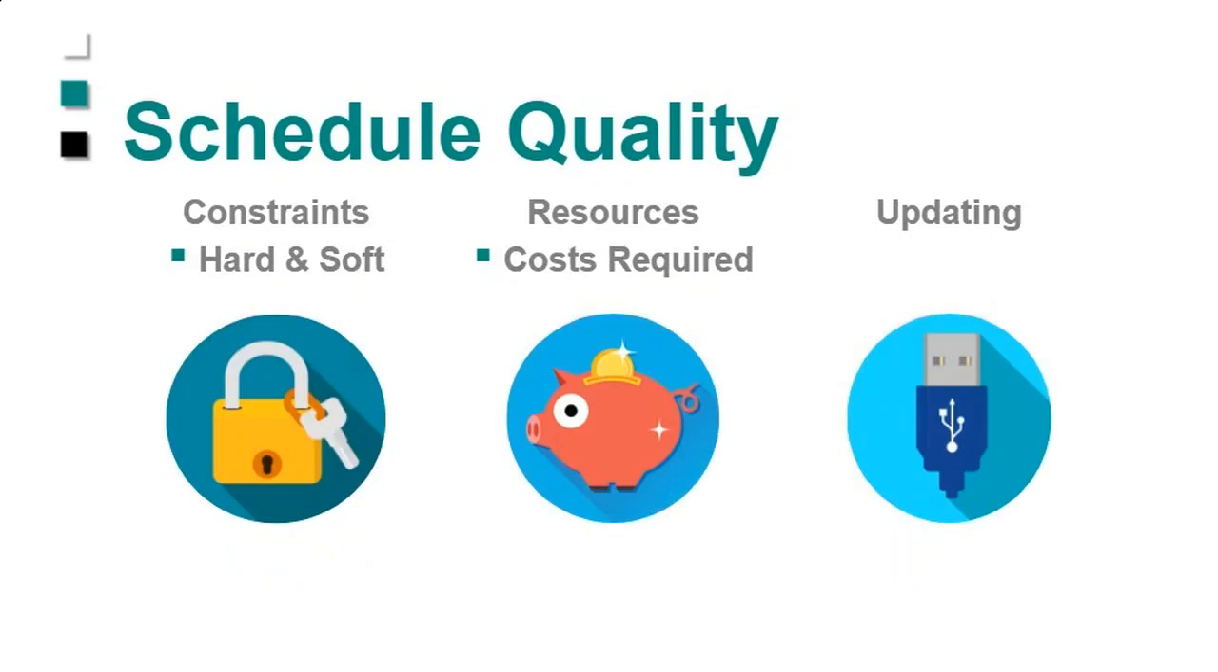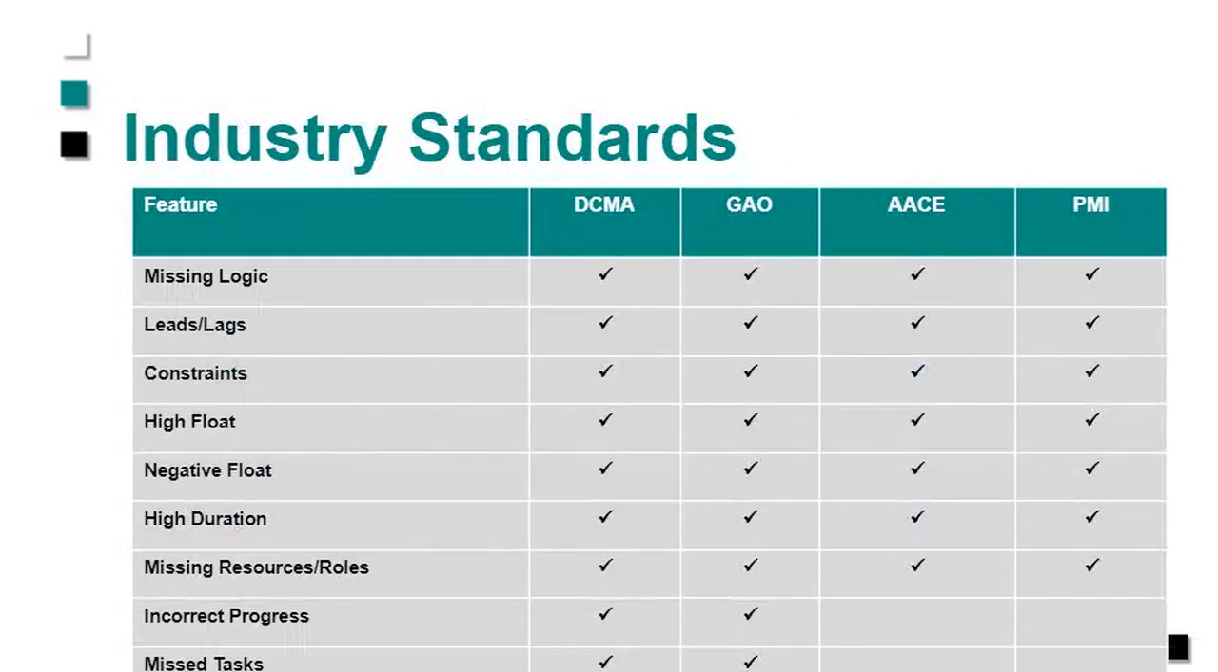Now, when I'm looking at schedule quality, the P6-QA tool is looking for things like what constraints are in the schedule, resources, updating, what process are you using, and once you get the updates done, what does your schedule quality look like at that point? Because of course, as soon as you do an update, you can have things change very easily.